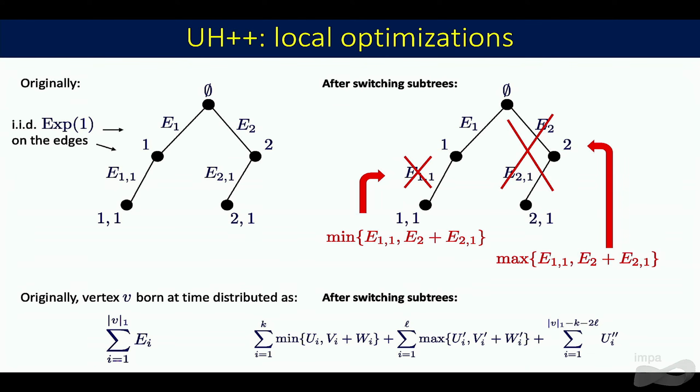After doing this, the distribution of the birth time of a particular node in the Ulam-Harris tree will look like this. So you're going to have a sum of IID things, some of which are the minimum of one exponential and the sum of two other exponentials, some of which are a max, some of which are just simple exponentials. This depends on the path of a particular node from the node to the root. Okay? So for some vertices you win, for some you lose, but generally you win.